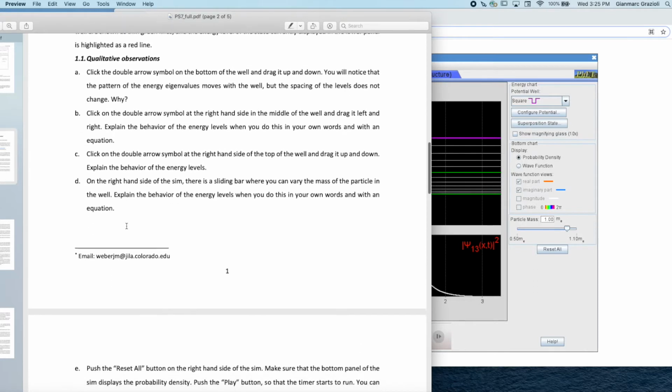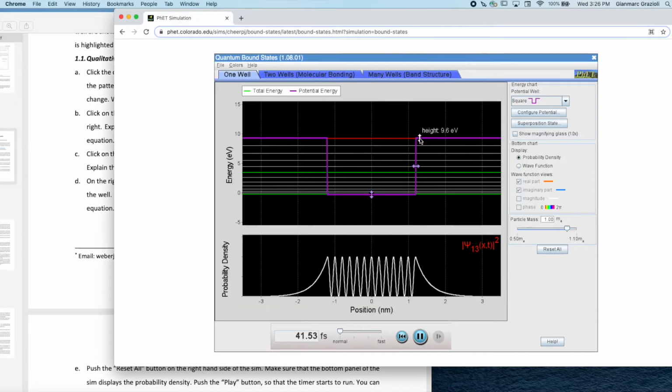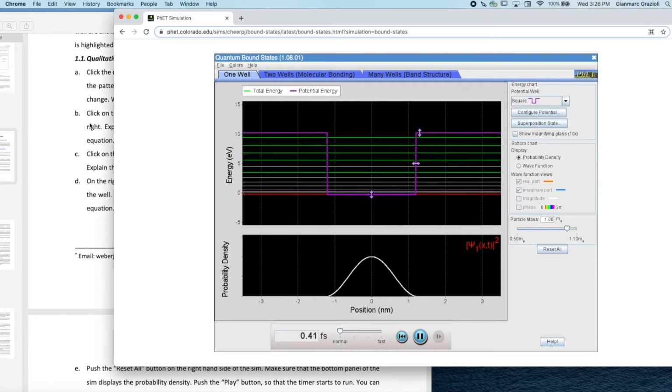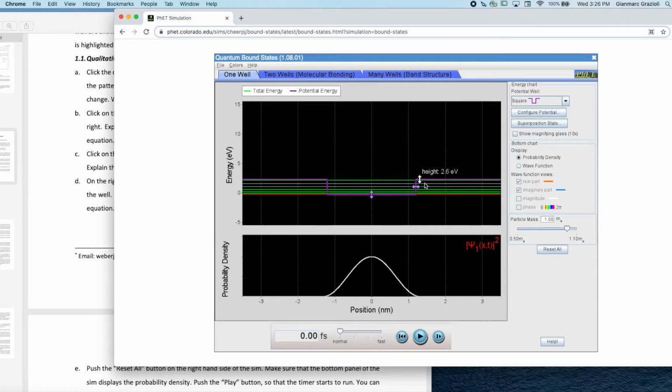If I click on the double arrow symbol at the right-hand side, drag that up and down. Wait, is that what we just did? Oh, yeah, we did that. So this height, that's making our box stronger the higher we lift it, and it makes the box weaker the lower we drop it.